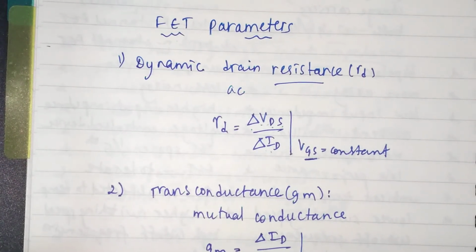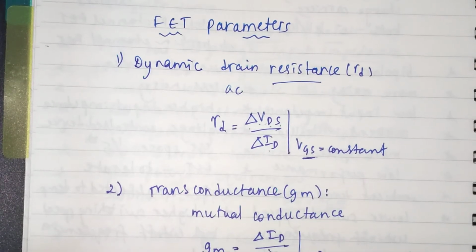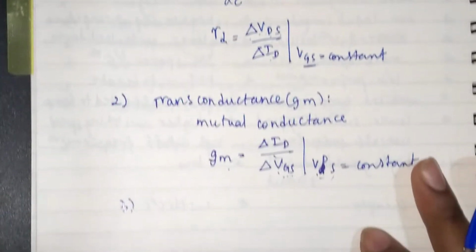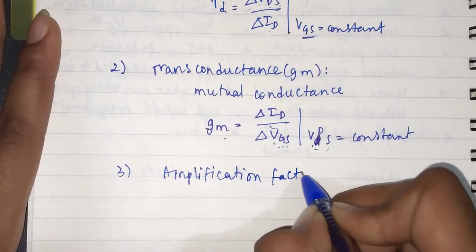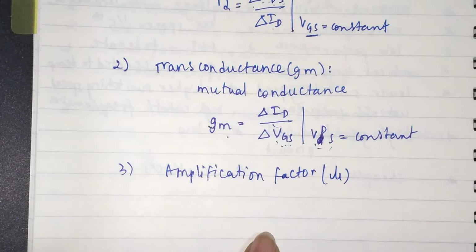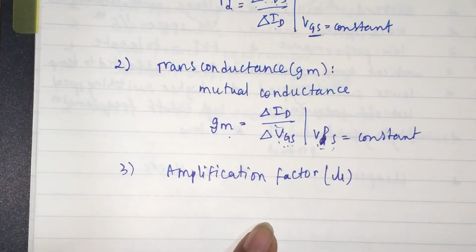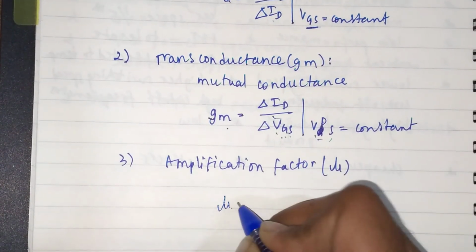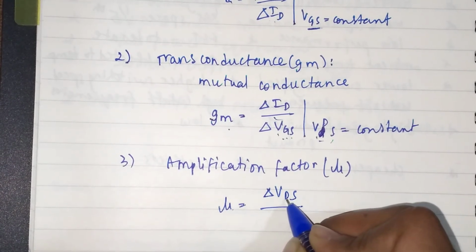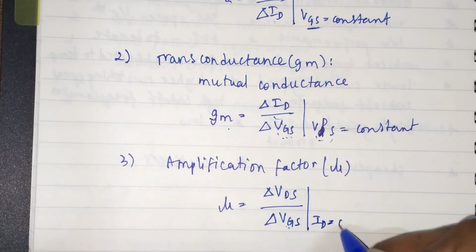So as we have defined, GM is the ratio of small change in drain current ID to the change in gate to source voltage VGS at VDS, drain to source voltage, constant. Now the amplification factor. It's denoted by mu. The amplification factor mu is defined as the ratio of small change in drain to source voltage to the small change in gate to source voltage at a constant drain current ID. That is represented as mu is equal to delta VDS, change in drain to source voltage, to the change in gate to source voltage at ID constant.